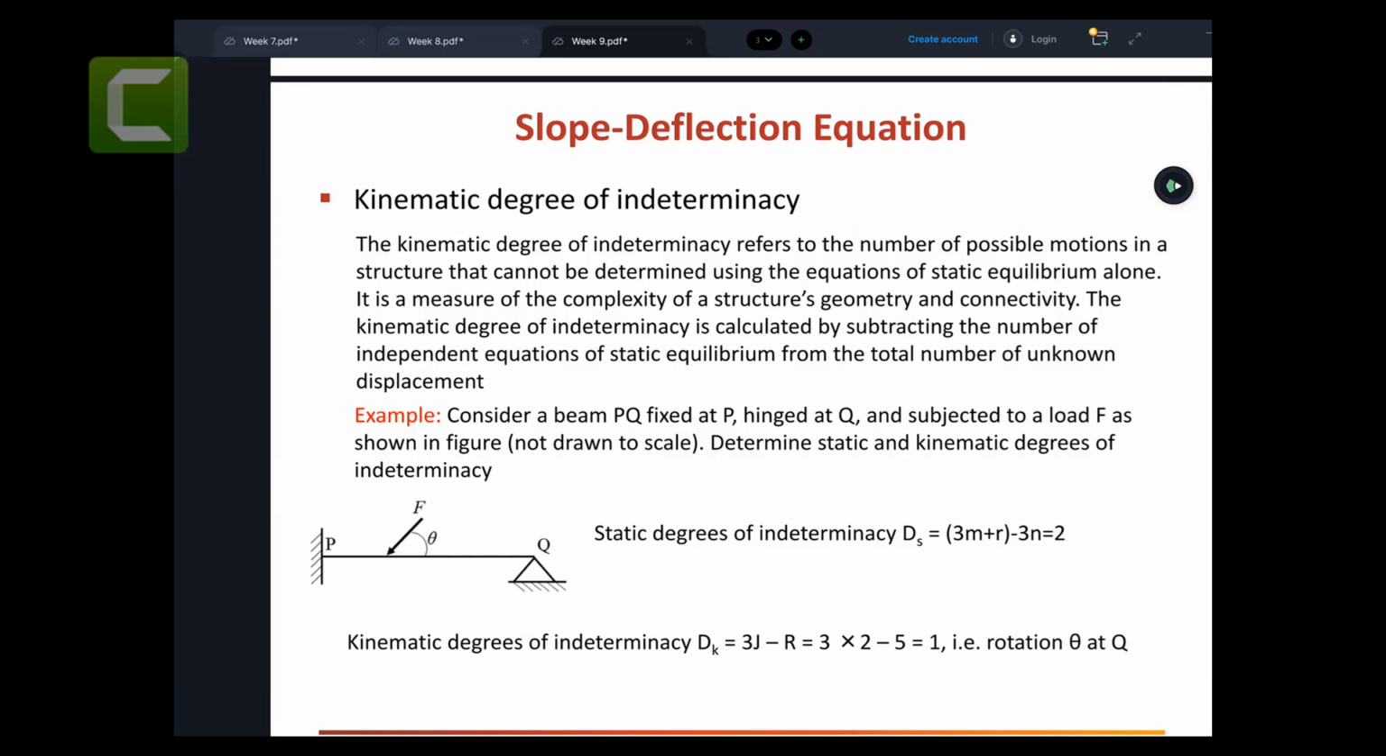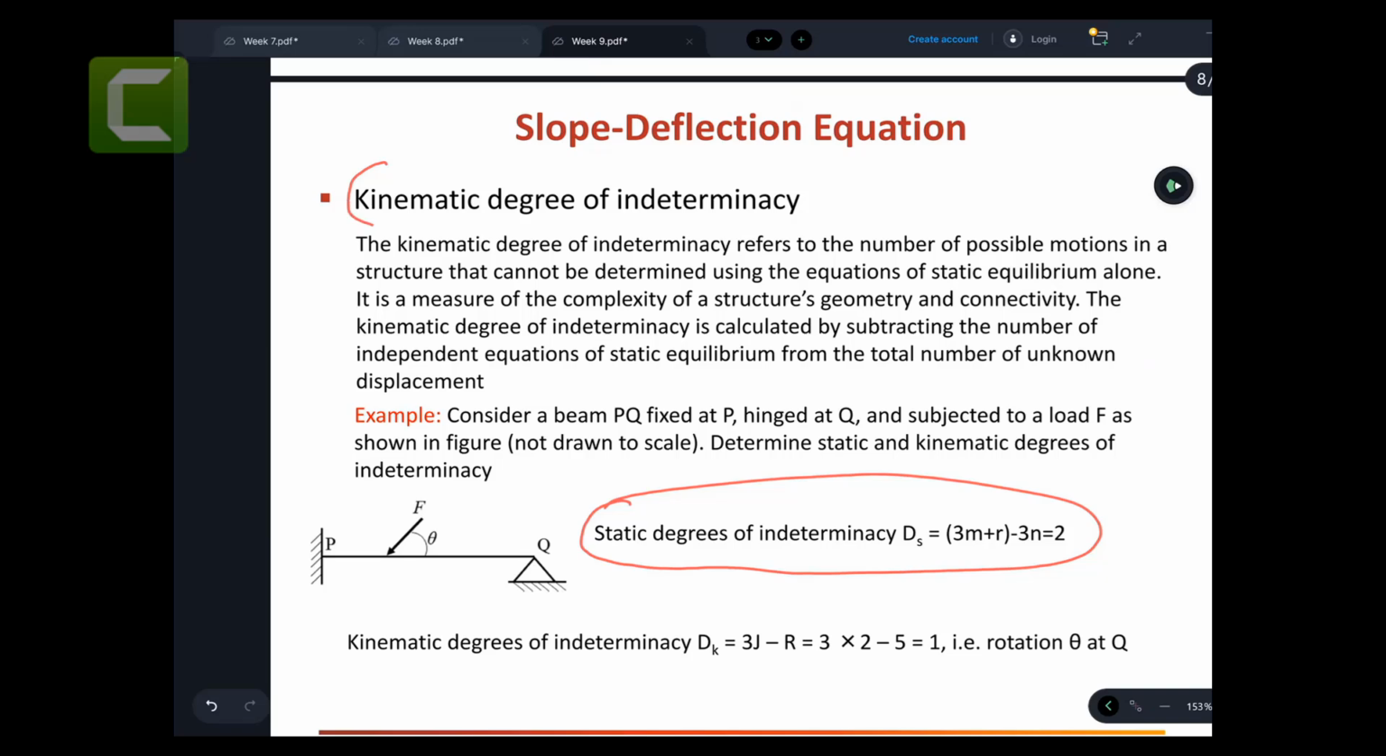Now, last week we did similar things, which is the static degree of indeterminacy. You remember this one, right? Static degree of indeterminacy, DS, which is 3m plus r minus 3j. Now, I would like to introduce a new terminology, which is kinematic degree of indeterminacy. What is kinematic degree of indeterminacy? It refers to the number of possible motions in a structure that can be determined using the equations of static equilibrium.